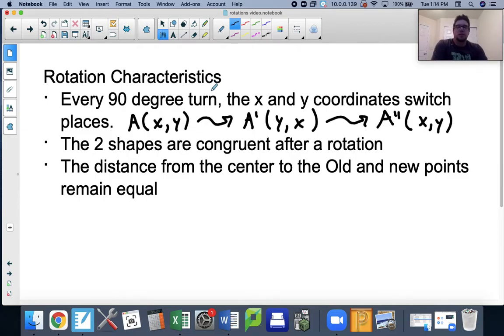The 2 shapes are congruent after a rotation. So once you rotate it, it's exactly the same. And the distance from the center of rotation to the old and new points remains equal.